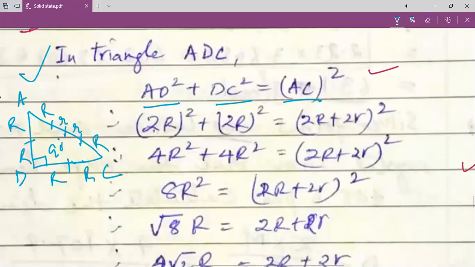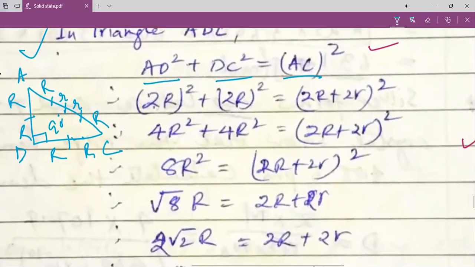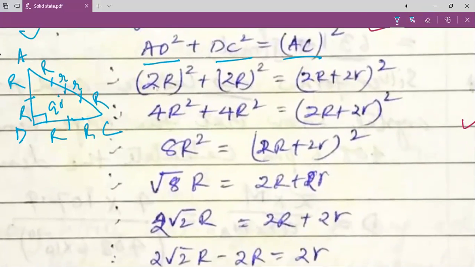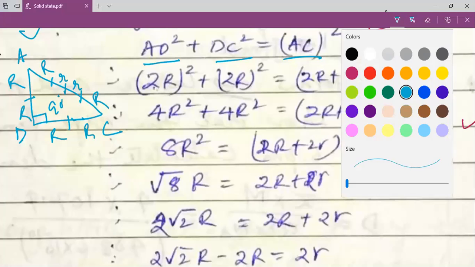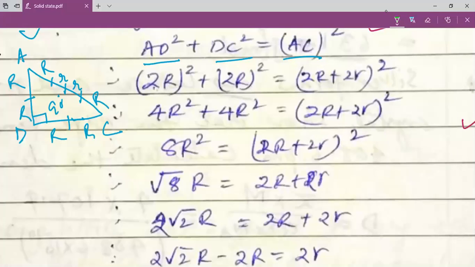Now we know that our AD is equal to 2R. You can see here the length of AD is equal to 2R. So we can put 2R for our AD.